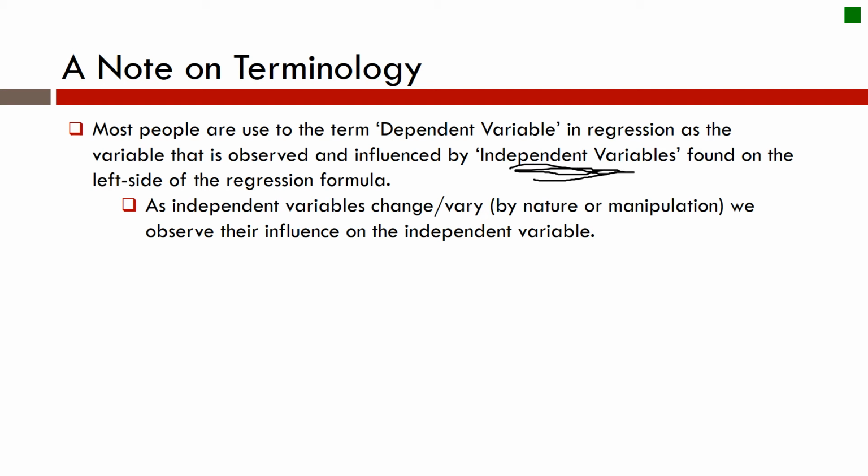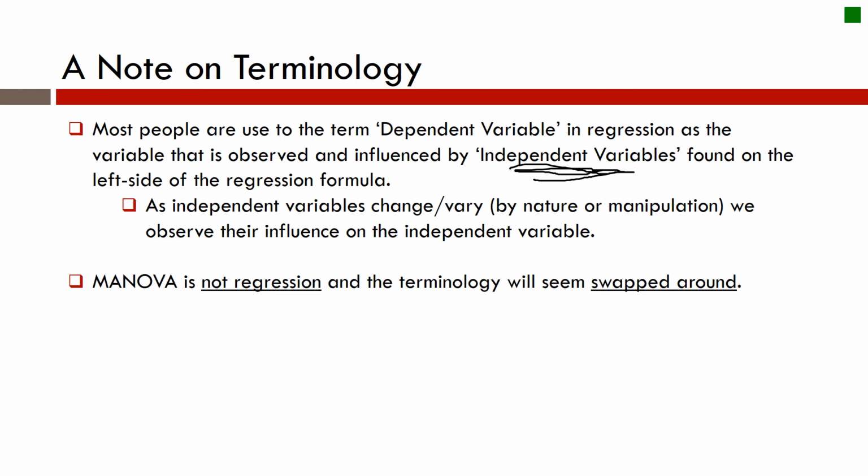Like in an experiment, we had ad A, ad B, and then we had no ad. In an experiment, we created that scenario by which we had this distinction, and now we want to see the observed change in the dependent variables, which in this case happen to be the metric variables, word of mouth and sales. So it's flip-flopped, as I mentioned before. MANOVA is not a regression. And again, the terminology will certainly seem as though it's flipped around.